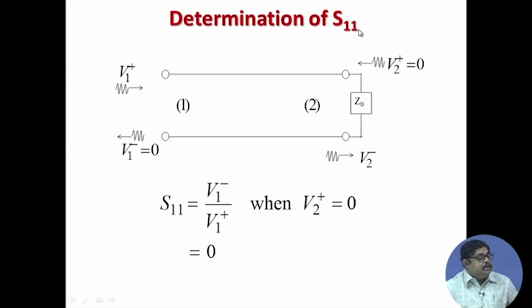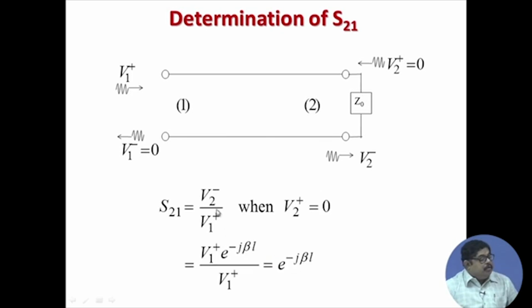Now, let us determine S11, which is V1 minus by V1 plus. As we said, V1 minus is becoming 0 under match condition. So, S11 is becoming 0. Now, under the same condition, see what is happening to V2 minus by V1 plus. We can put that relationship and it becomes e to the power minus j beta L. So, we have got S21.